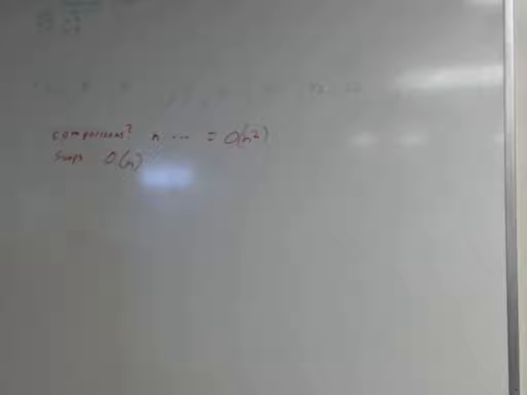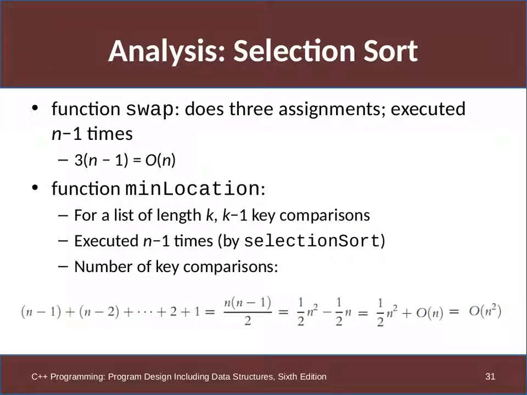So is it better or worse than bubble sort? Slightly better. The comparisons are the same. How about the swaps? Better, because a bubble sort could swap every time and be n squared. This time you're basically guaranteeing n times that you swap. Let's look at the slides. Swap is just 3 assignments and executes n minus 1 times, so it's O of n. And then key comparisons: for a list of length k, k minus 1 key comparisons, executed n minus 1 times. So you multiply that all out.